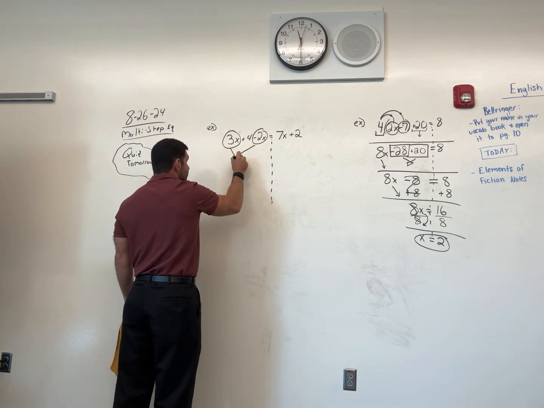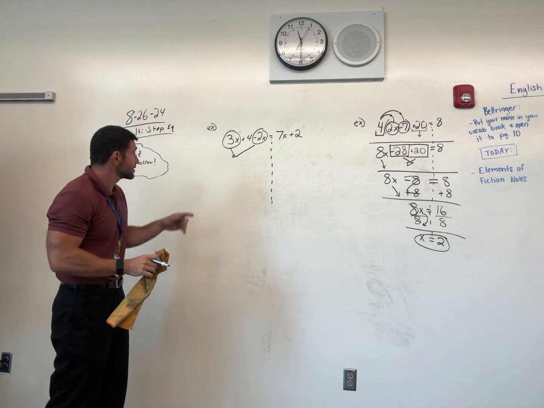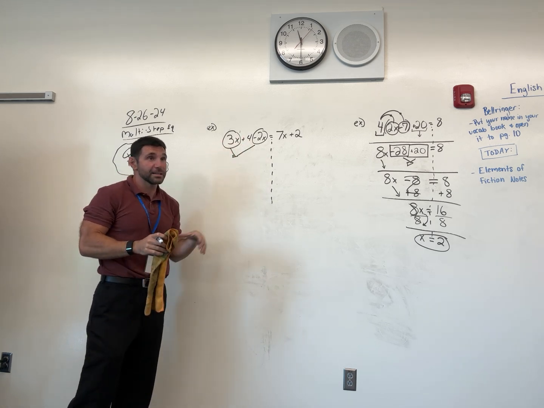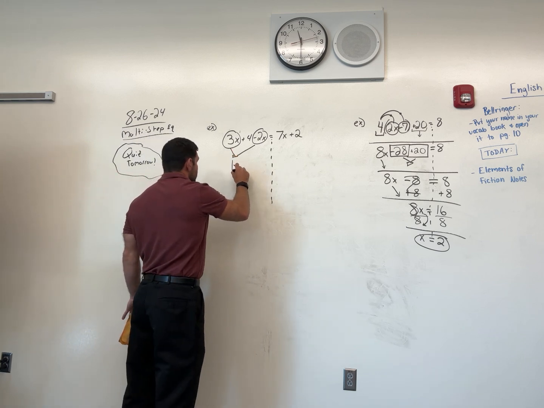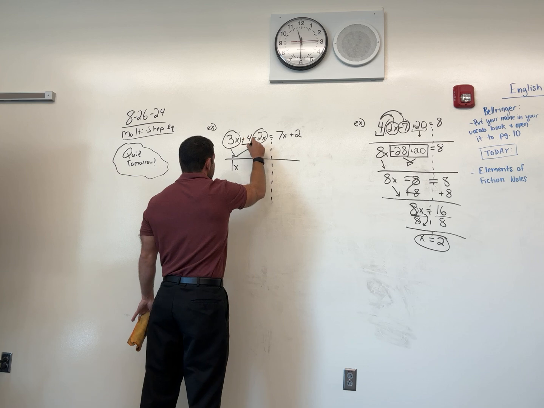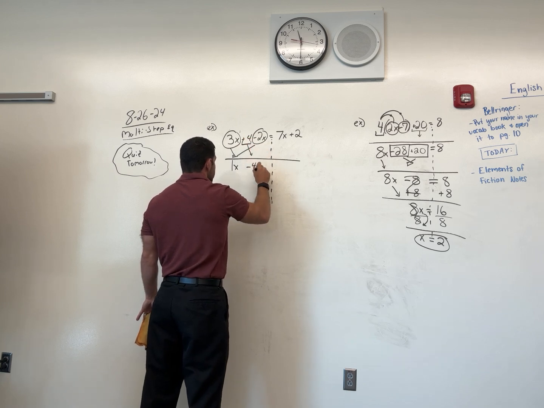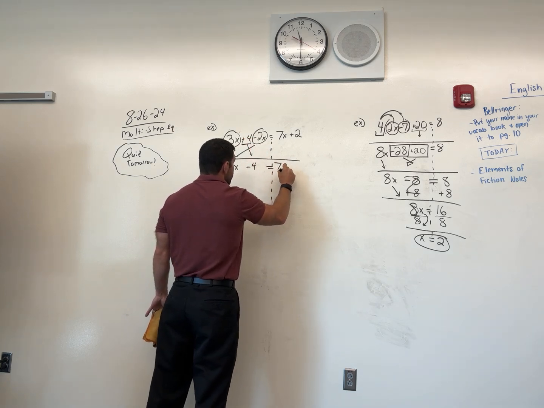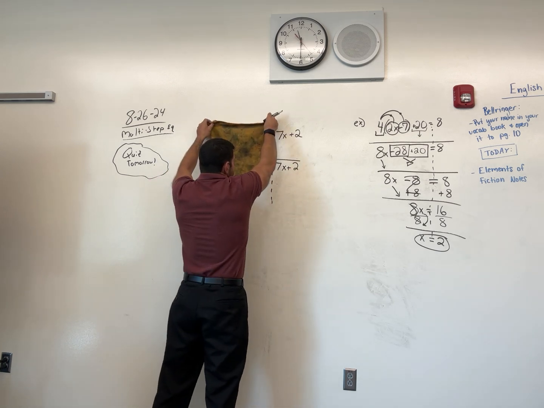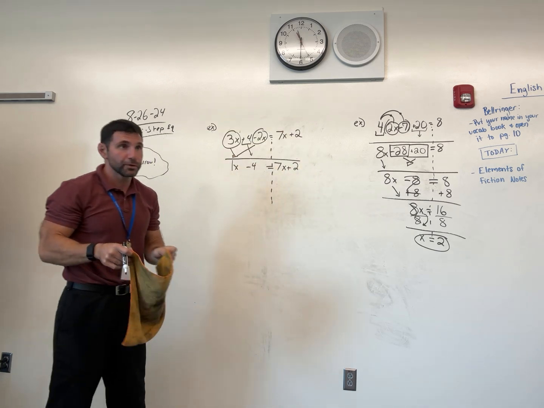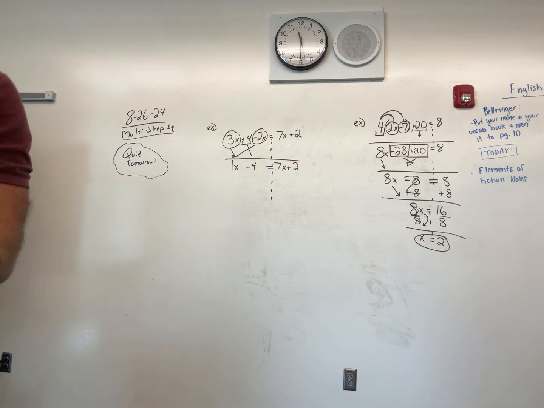Okay, so let's read it. Same side, do what it says. 3x minus 2x. Just x. How many? 1. And right now I'll put the 1x. Negative 4 comes down. So now I have 1x minus 4 equals 7x plus 2. And I could cover up this side and say, well, is there any like terms on that side? Nope.